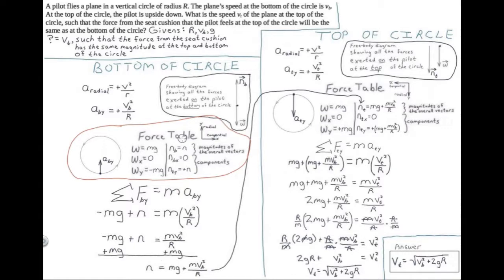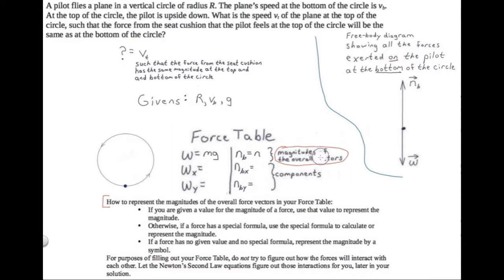Next, we work on the force table for the pilot's situation at the bottom of the circle. In the first row of the force table, we represent the magnitudes of each of the overall force vectors. We use the special formula W equals mg to represent the magnitude of the overall weight force. We are not given a symbol for the pilot's mass, so we continue to use the symbol m for that mass. Now, for a numeric problem, we would substitute 9.8 meters per second squared for little g, but since this problem is symbolic, let's just continue to use the symbol little g. So in the first row of our force table, we represent the magnitude of the overall weight force as mg.